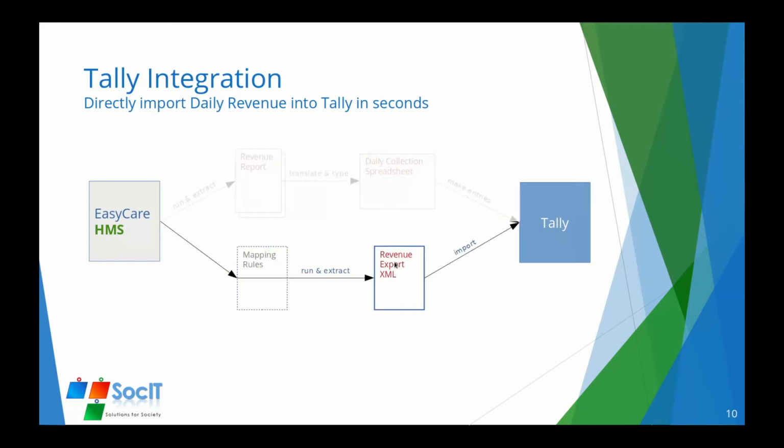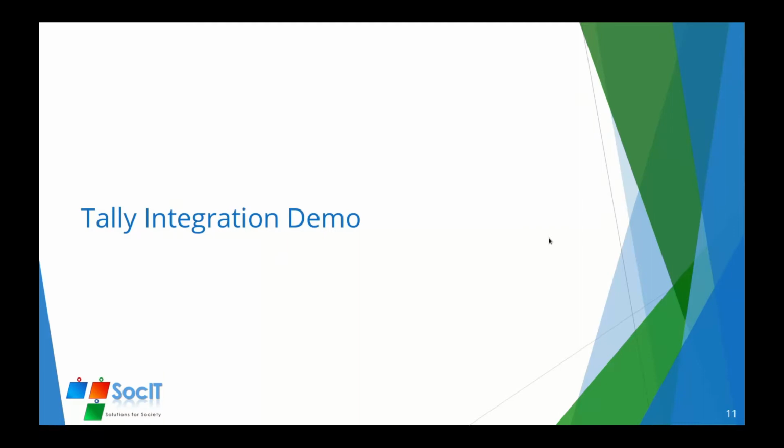With the interface, the rules to map the revenue figures to the ledgers are configured in EasyCare. So when the interface is run, it generates an XML file that has instructions for tally to post the appropriate entries. The import takes a couple of seconds. Here's a demonstration of the solution at work. We have simulated the process for one of our hospitals using a demo company in Tally.